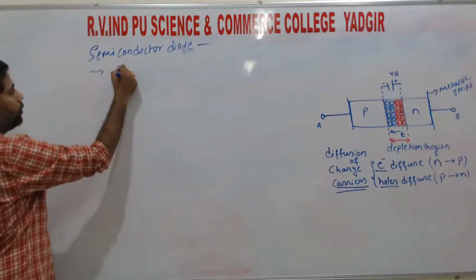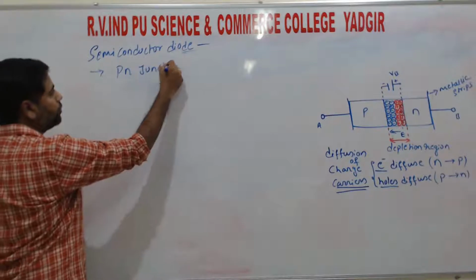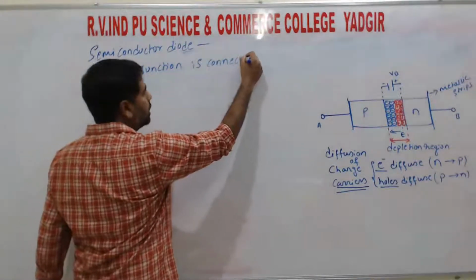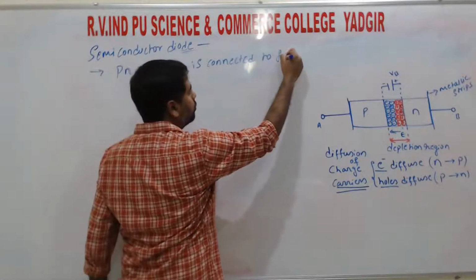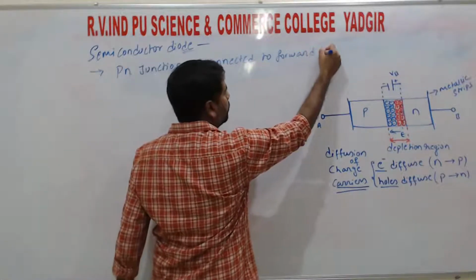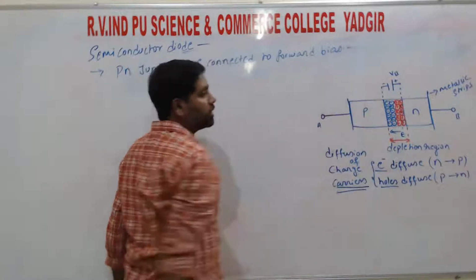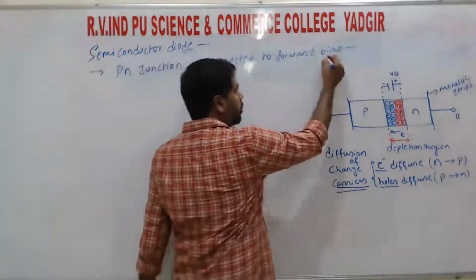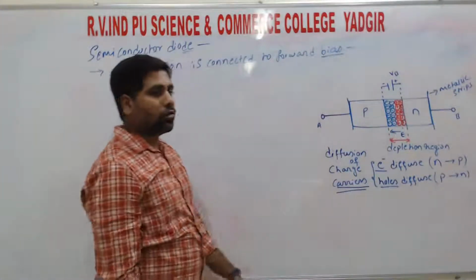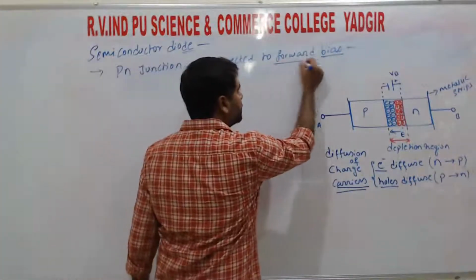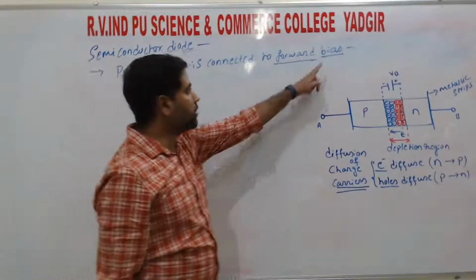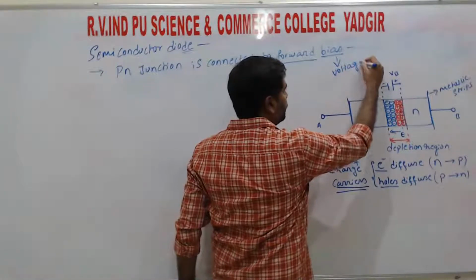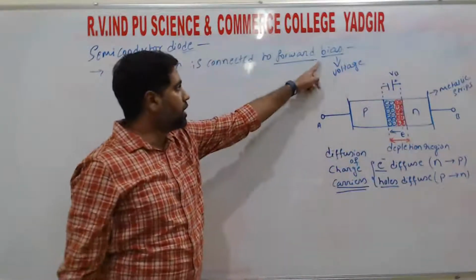So the PN junction is connected to forward bias. Here bias is nothing but applying the external voltage. So the external voltage we call in that case as bias. So what is forward bias, right? Bias is nothing but the voltage we are going to apply, right?